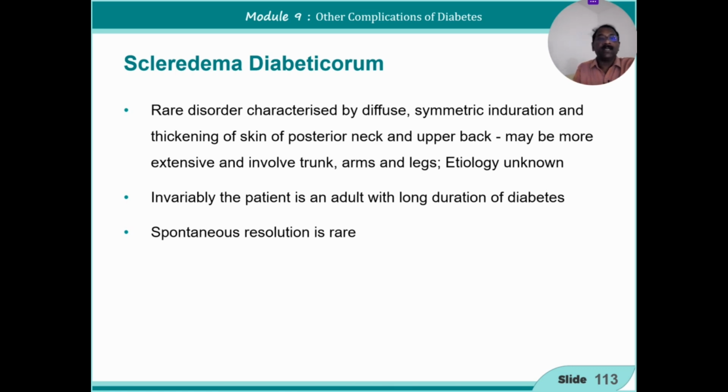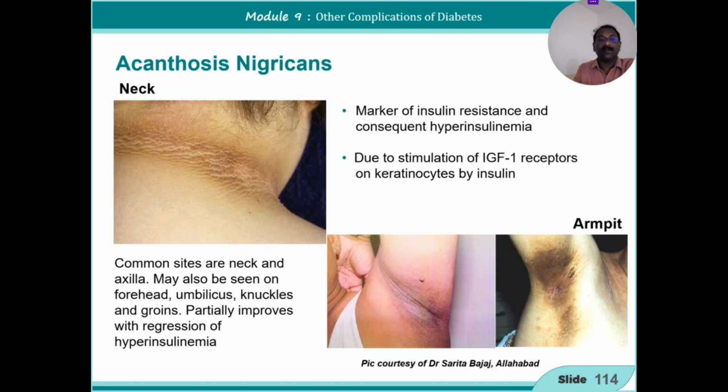Scleroderma diabeticorum is a rare disorder, a diffuse symmetric induration and thickening of the skin of the posterior neck and upper back, which may be more extensive and involve the trunk, arms and legs. Etiology is not known. Invariably the patient is an adult with a long duration of diabetes, and spontaneous resolution is very rare.